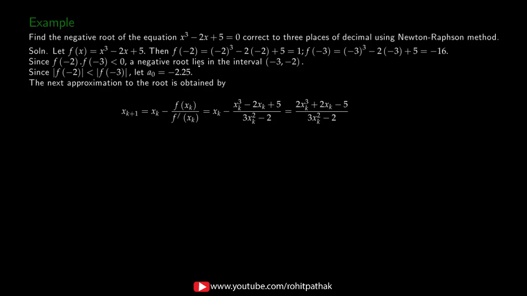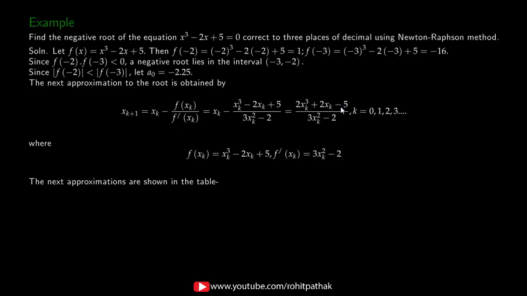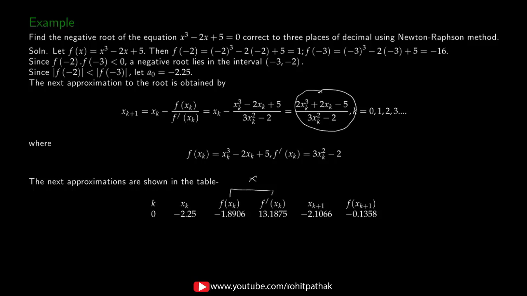Using the Newton-Raphson method, f of xk and f dash xk, you can find and form a simple formula. Instead of finding f of xk and f dash xk, we find a formula for xk plus 1. So starting from -2.25, these are the entries. Sometimes you can avoid these two columns. You can use this: xk is -2.25, put -2.25 directly here, so you can get xk plus 1. So you can form a simple formula in the Newton-Raphson method.